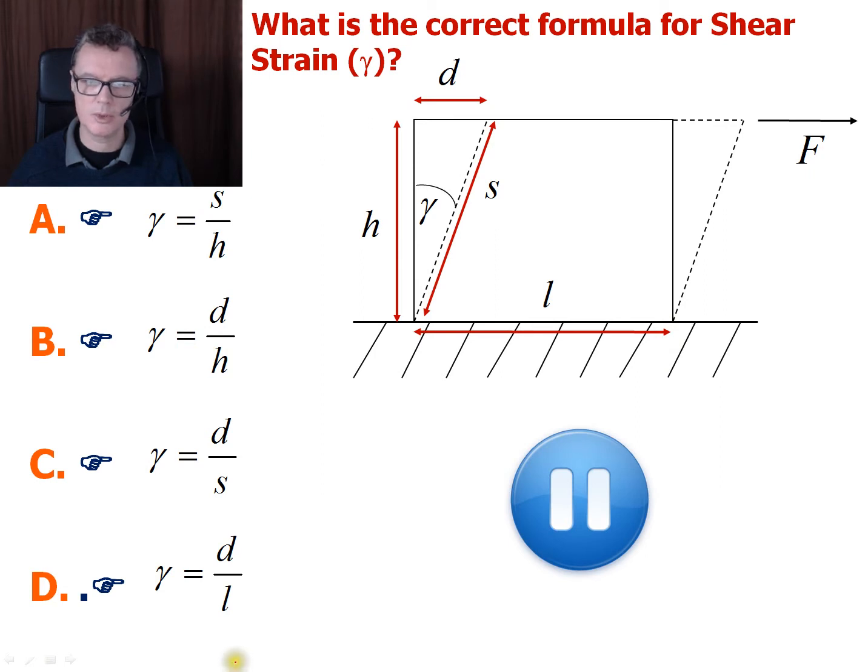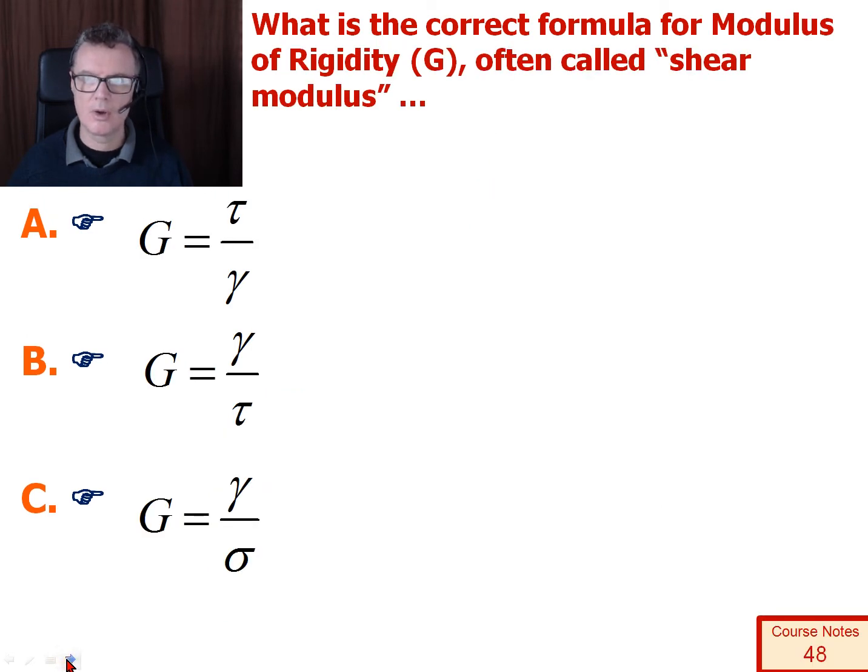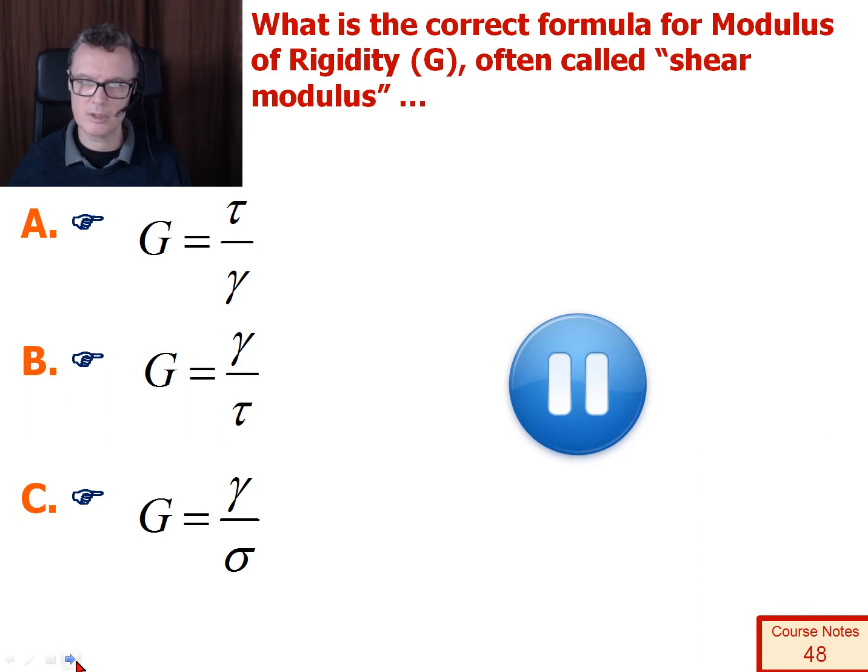Press pause when you've decided. Press play. Hopefully you chose B. What is the correct formula for modulus of rigidity, also known as the shear modulus? 3 choices. Pause the video, and when you're ready, press play. Hopefully you went for A this time.